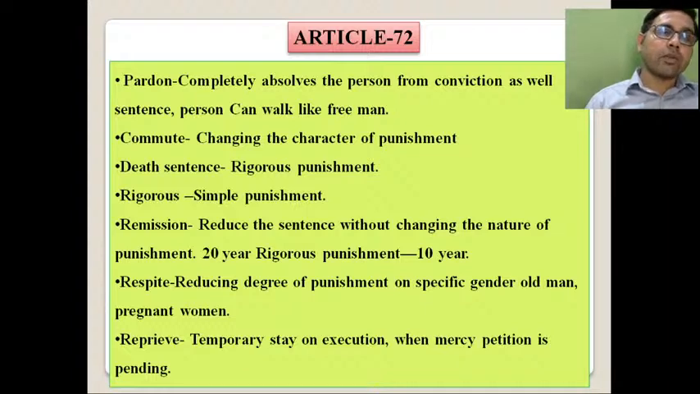President under Article 72 enjoys such kind of power. Pardon is the most important aspect, where the President completely absolves the person from conviction as well as sentence. So as if no FIR was filed against you, आपका पूरा record is gone. So your entire criminal record is gone if the President has pardoned you. If the President has pardoned any convict, a person who got convicted by the judiciary, so now he may walk like a free man. अब कोई आपका रिकॉर्ड नहीं होगा, कोई क्रिमिनल रिकॉर्ड नहीं है, क्योंकि आपका कन्विक्शन और as well as सेंटेंस दोनों को absolve कर दिया गया है.